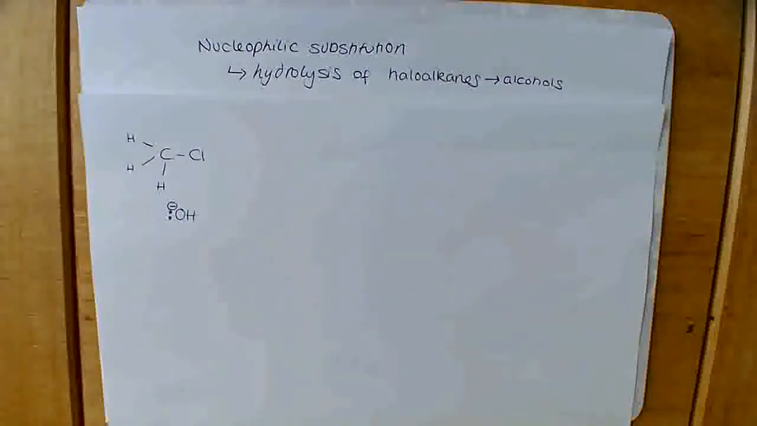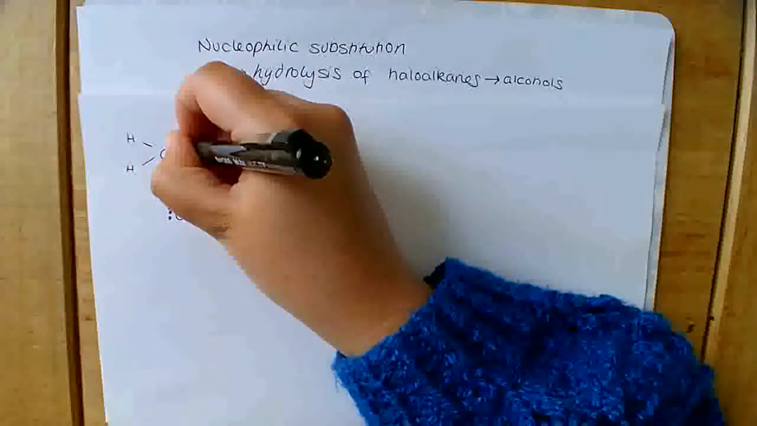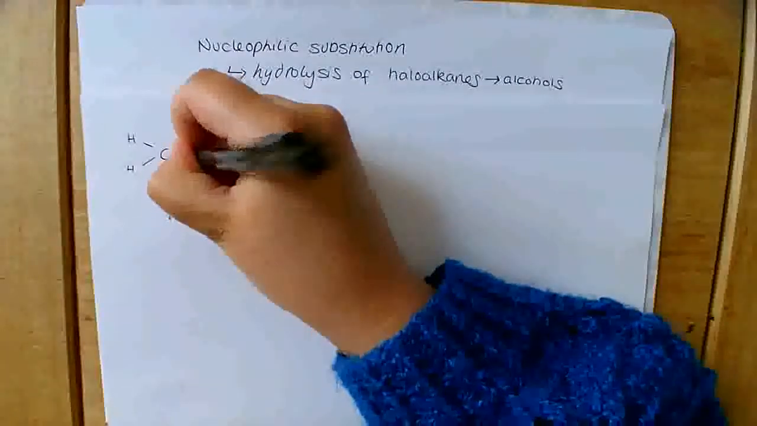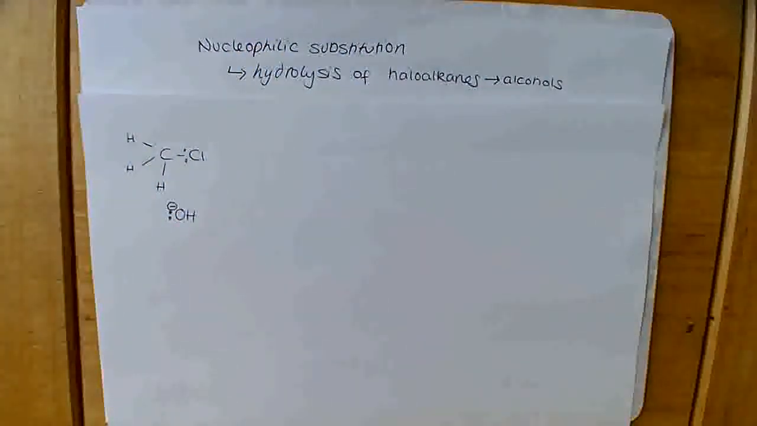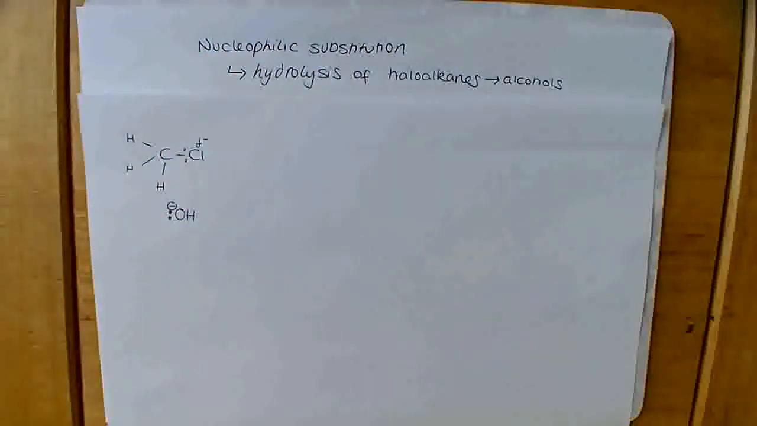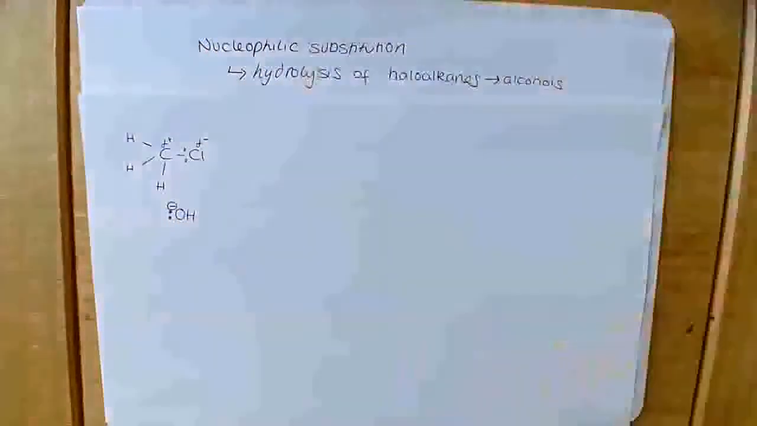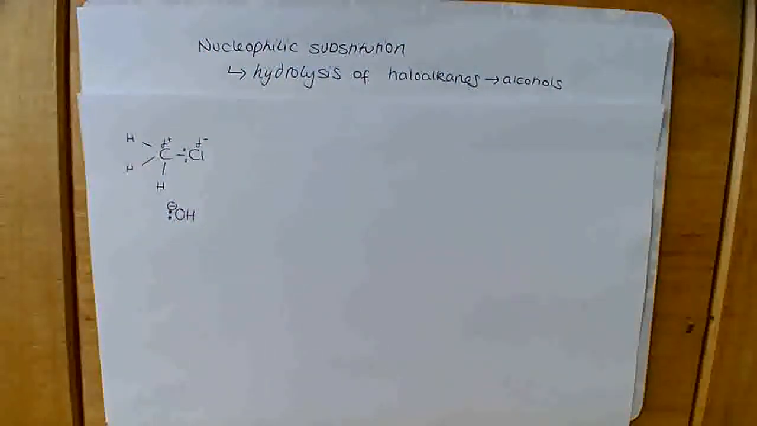I'm hoping that you'll remember that chlorine is an electronegative atom, and therefore it holds a greater share of the electrons in the carbon to chlorine covalent bond, and so we describe it as being delta negative or partially negative. This means that our carbon is delta positive and is electron deficient. This means it is able to accept a nucleophile, attacking it and donating a pair of electrons to it.